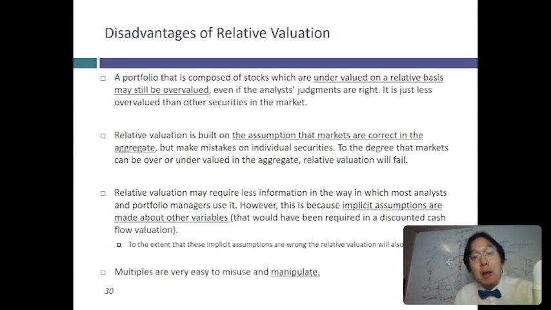Disadvantage of relative valuation: a portfolio that is composed of stocks which are undervalued on a relative basis may still be overvalued even if the analyst judgments are right. It is just less overvalued than other securities in the market. So in the bubble period, in the tech bubble, or these days, the AI bubble, I call it. Any companies that claim to have something to do with AI, machine learning, or anything, their stock price would be valued very high in the market.